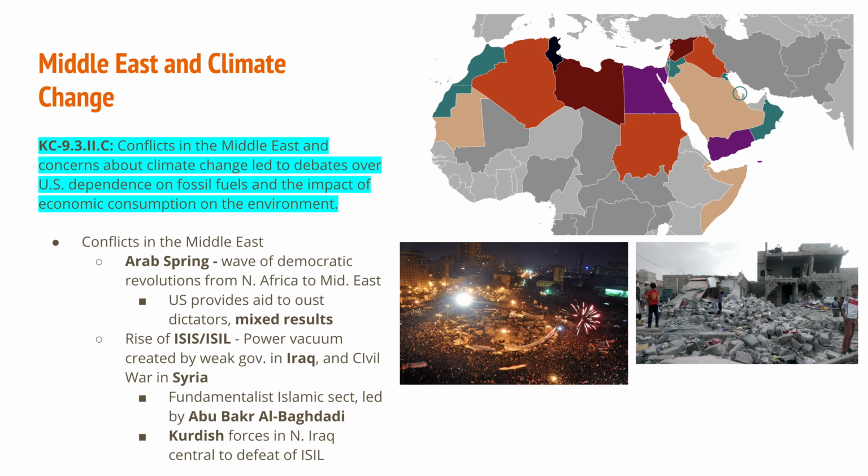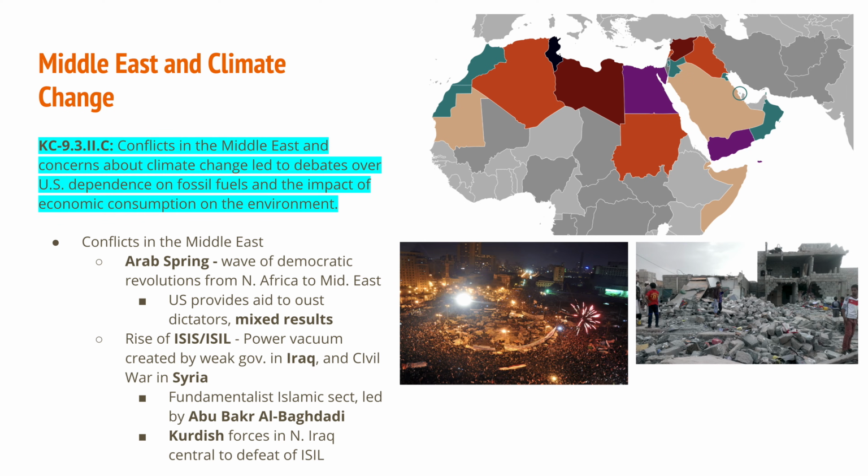All right, so conflicts in the Middle East and concerns about climate change led to debates over U.S. dependence on fossil fuels and the impact of economic consumption on the environment. So let's talk about the conflicts in the Middle East first. Beginning in 2011, there was a movement across North Africa and the Middle East called the Arab Spring, in which citizens of these countries started to protest against what were more authoritarian leaders who happened to be in power either through rigged elections or through no elections at all.